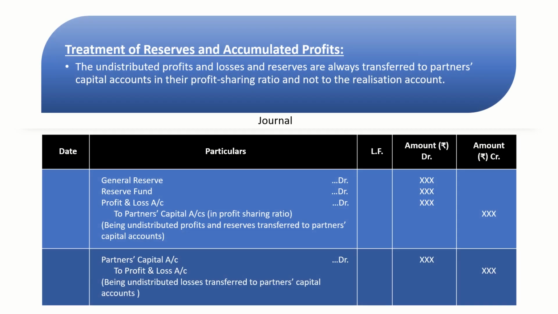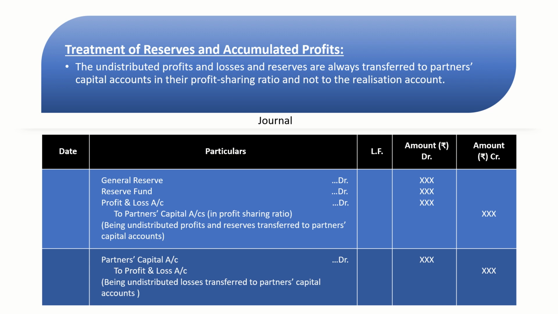This is about treatment of reserves and accumulated profits. If you have undistributed profits and losses and reserves which are given in the question, then these are always transferred to the partner's capital account and are distributed among the partners in their profit sharing ratio. And these are not transferred to the realization account. Like general reserve, reserve fund, profit and loss account, these are credited to partner's capital account, right? In their profit sharing ratio.